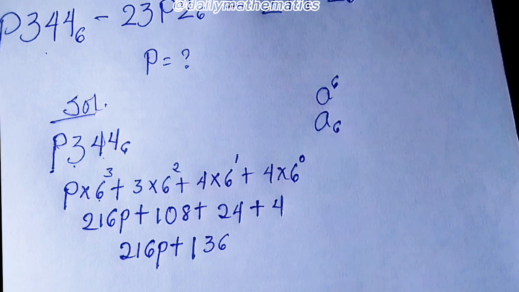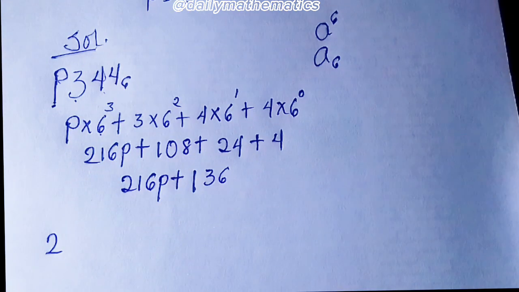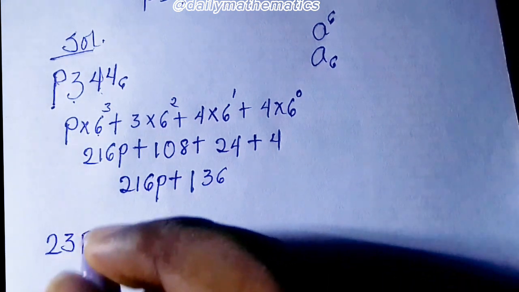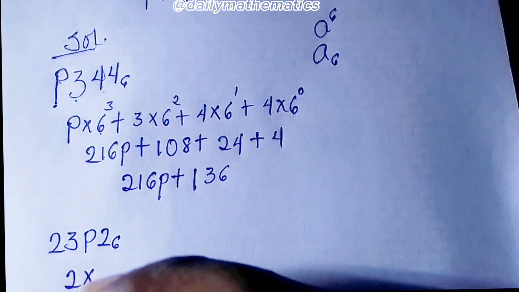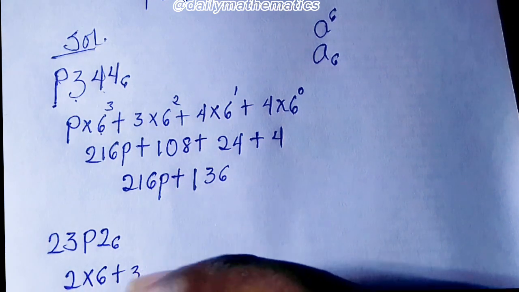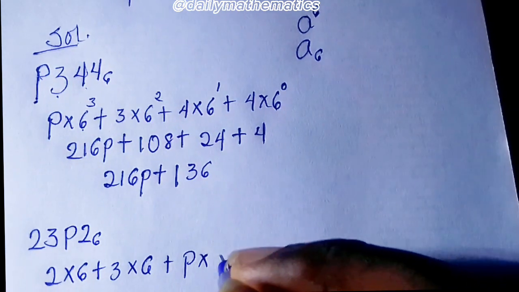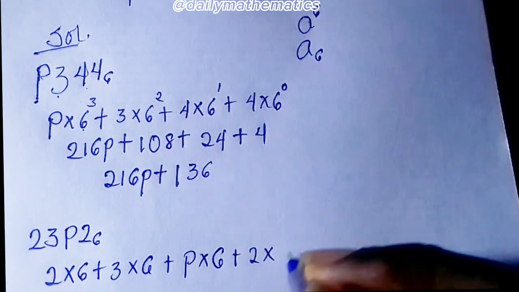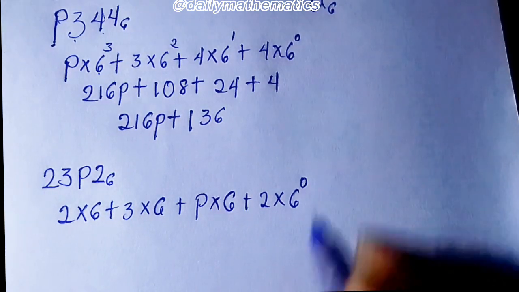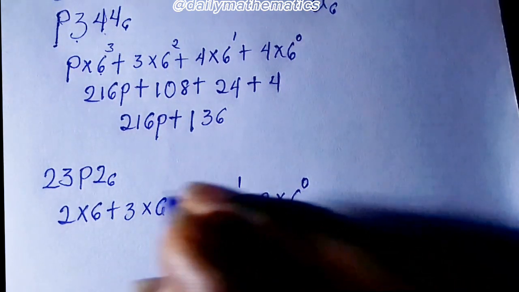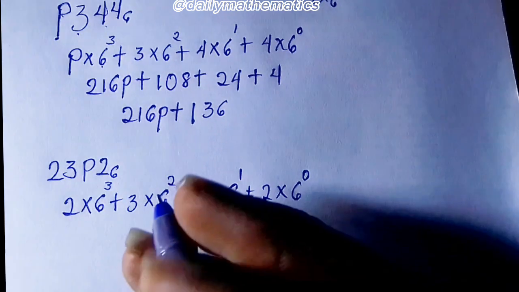So let's do this part. So we have here 23p2 in base 6. Right? Multiply each digit of that number by the base. So let's go: 2 times 6, plus 3 times 6, plus p times 6, plus 2 times 6. You multiply each digit by the base. This one, you number it from the end, 0, 1, 2, 3. That is from the right hand side, from the end.